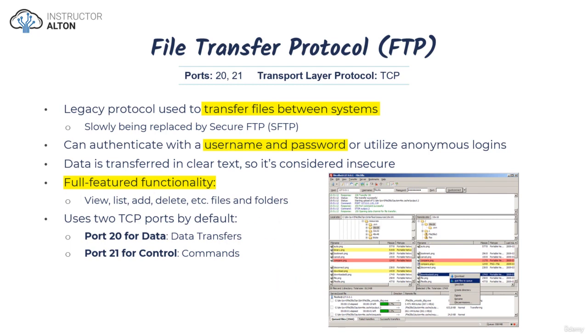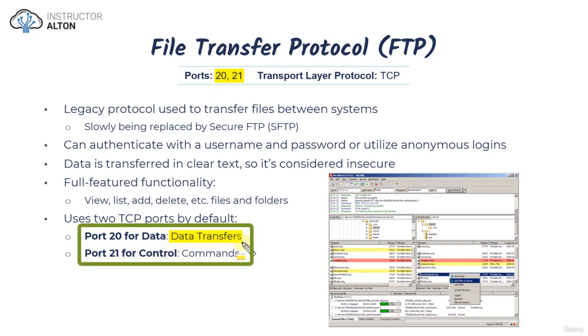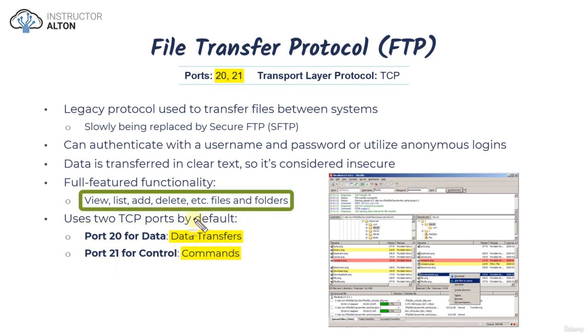Now, in terms of FTP, it uses ports 20 and 21. The reason that it utilizes 2 ports is because one of them is for the actual data transfer. So port 20 is for the actual data transfer. And then port 21 is for the commands. So I can tell the FTP client to add a file, to delete it, to rename it, and so on. And those are the commands. And because we are setting up a session, it utilizes TCP.